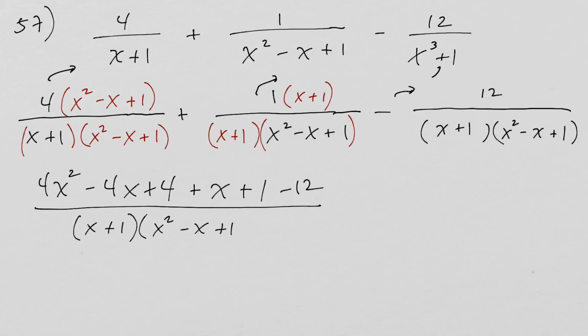Okay, so now I'm going to combine like terms. I have 4x squared sitting all by itself. Negative 4x plus 1x is negative 3x. And 4 plus 1 is 5, minus 12 is minus 7 over this.